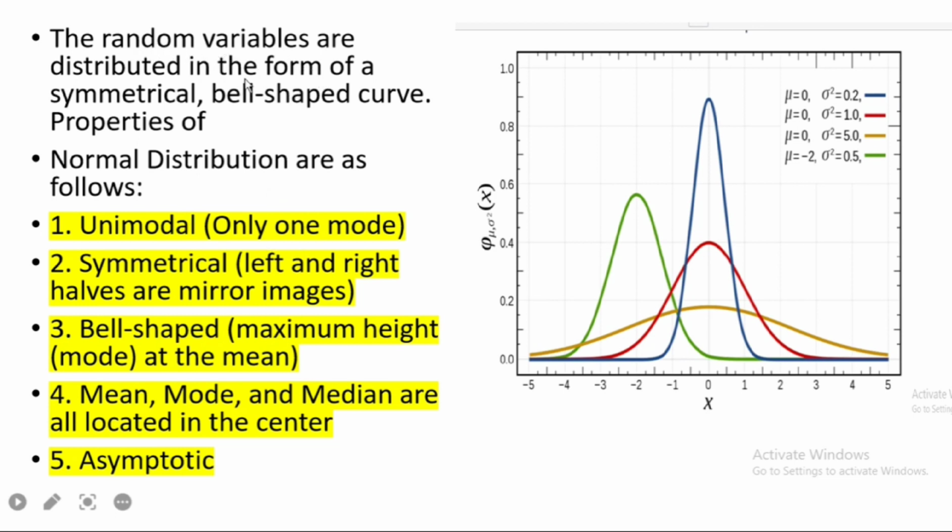Random variables are distributed in the form of a symmetrical bell-shaped curve. Properties of normal distribution are as follows. Number 1, unimodal, only one mode. Number 2, symmetrical, left and right halves are mirror images. Number 3, bell-shaped, maximum height, mode, at the mean. Number 4, mean, mode and median are all located in the center. Number 5, asymptotic.